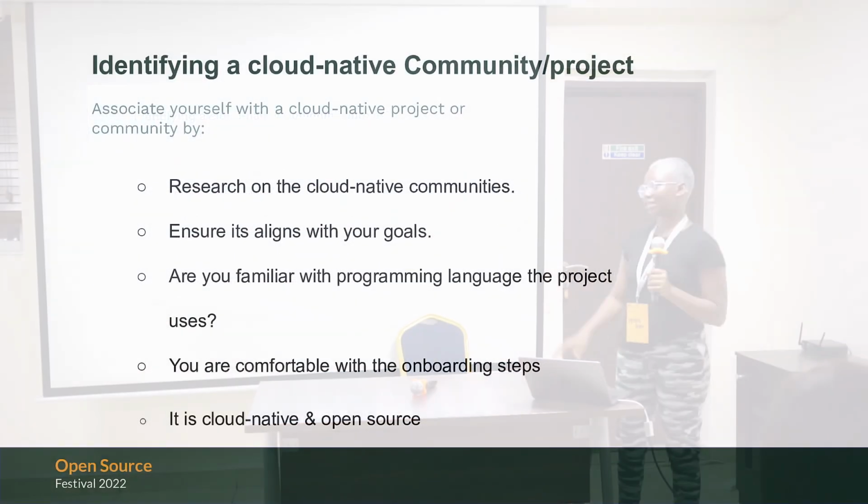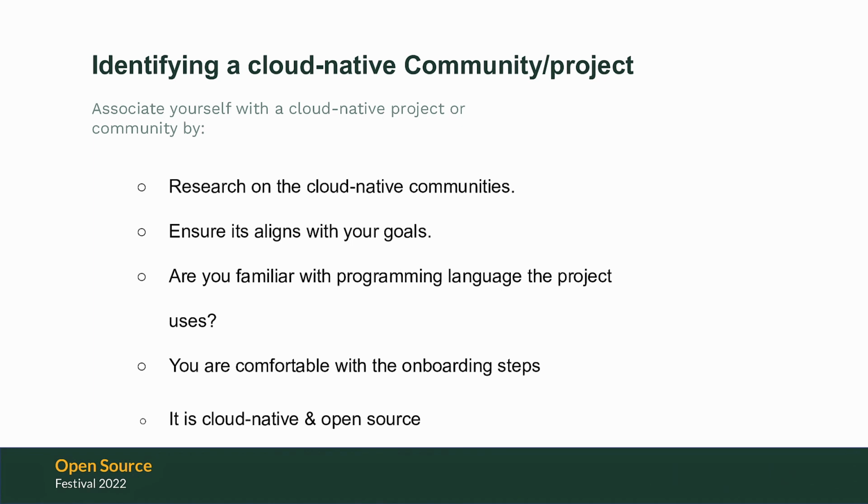And how do you do this? Now, the landscape project I showed earlier had tons of projects that are currently under Cloud Native. You can do research on these based on your skill set and your experience. What do you have at the moment that you think you can contribute to this community? What do you have that could help you gain experience if you go through with a particular project or community? So basically, research a Cloud Native community and ensure that it aligns with your goals.